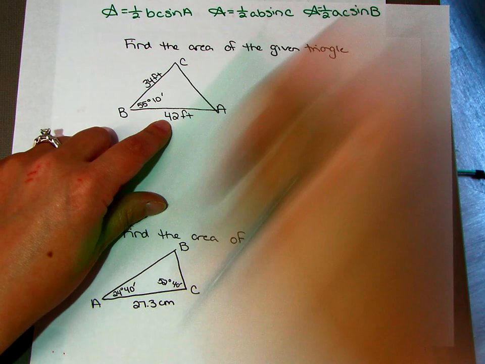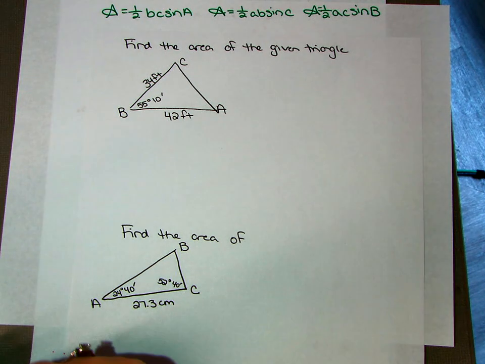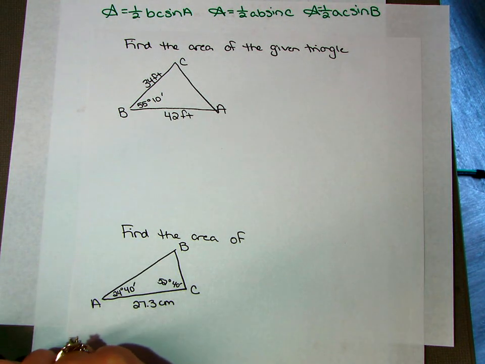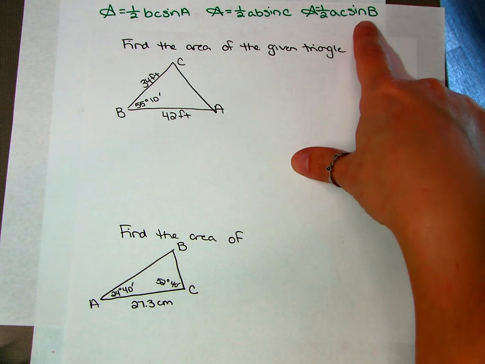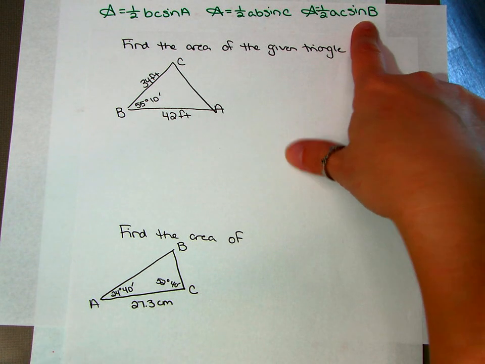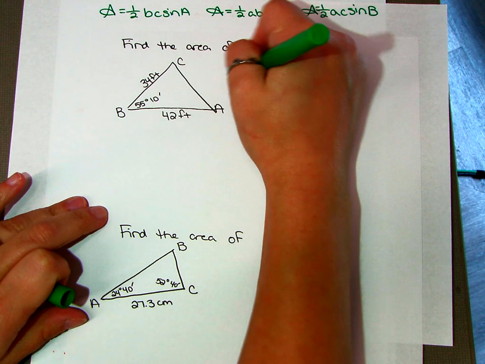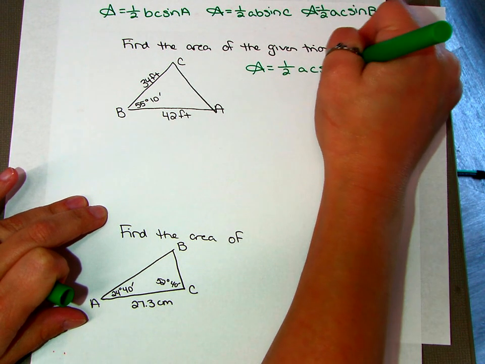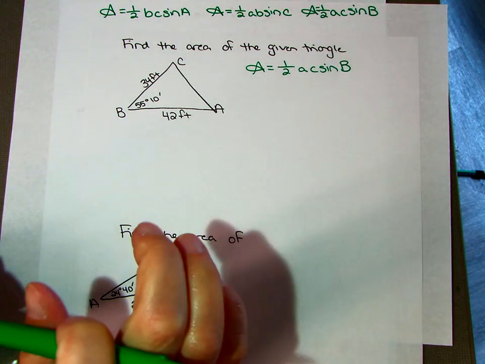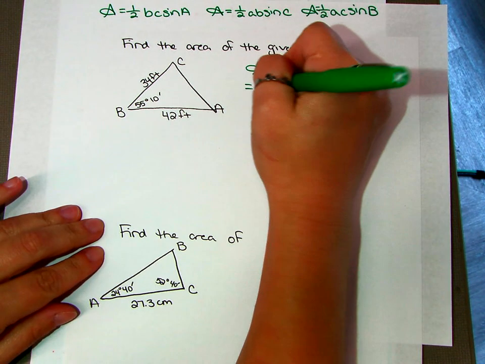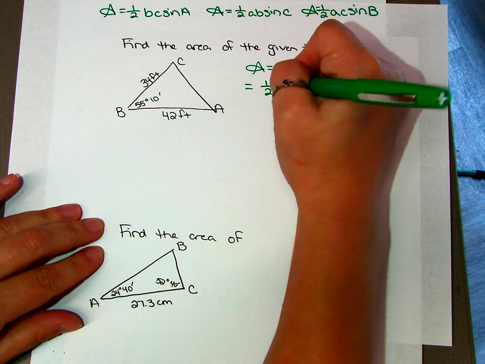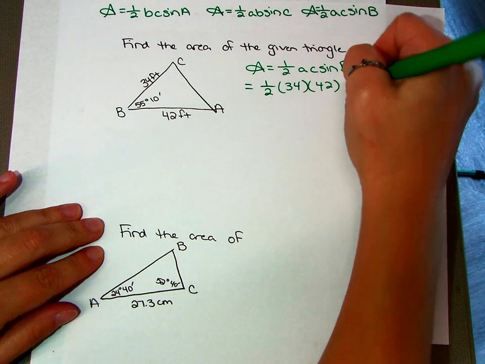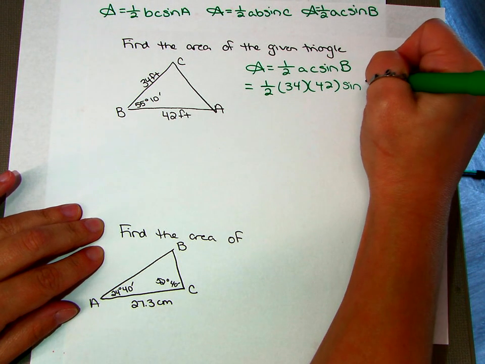Now, which one do we use? Well, what angle do we know? We know angle B. So we want to use the one that has the angle B. One half AC sine B. 1/2 A is 34 feet, C is 42 feet, and then we would do sine of 55 degrees 10 minutes.